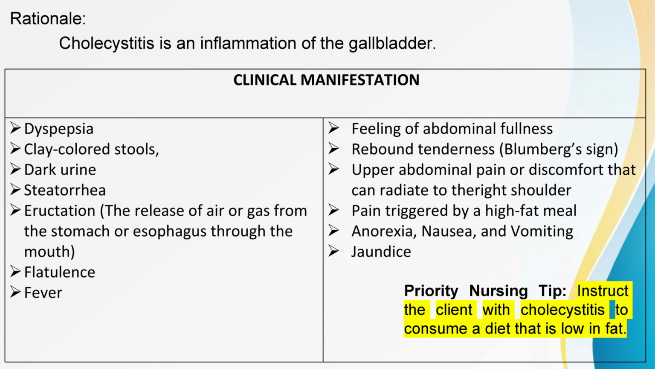Cholecystitis is an inflammation of the gallbladder. Clinical manifestations are dyspepsia, clay-colored stools, dark urine, steatorrhea, eructation, the release of air or gas from the stomach or esophagus through the mouth, flatulence, fever, feeling of abdominal fullness, rebound tenderness, Blumberg sign, upper abdominal pain or discomfort that can radiate to the right shoulder, pain triggered by a high-fat meal, anorexia, nausea and vomiting, and jaundice. Priority nursing tip: instruct the client with cholecystitis to consume a diet that is low in fat.